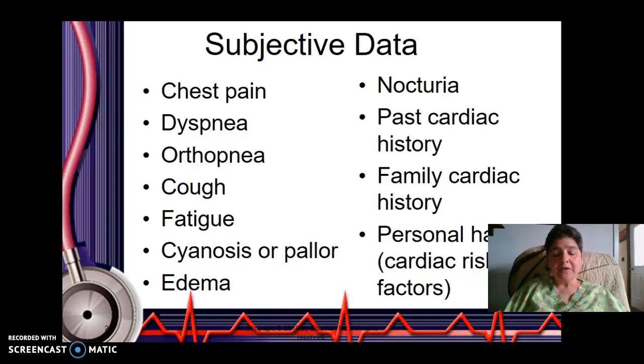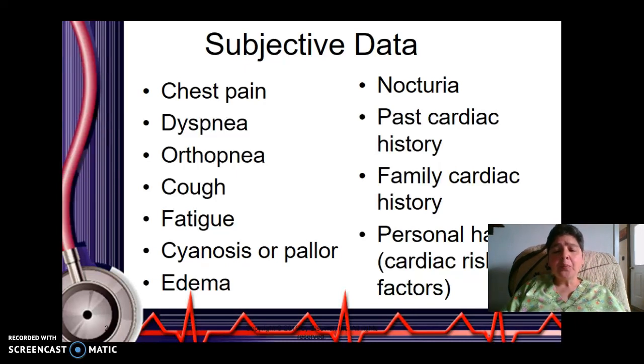Dyspnea, you know, is shortness of breath or difficulty breathing. So we want to ask about that. When you ask about the shortness of breath as well, you want to know from the patient if there are certain things that make the shortness of breath worse. Are certain activities, or is this when they're just laying down or sitting in their chair relaxing and they feel it? So all of those things need to be asked.